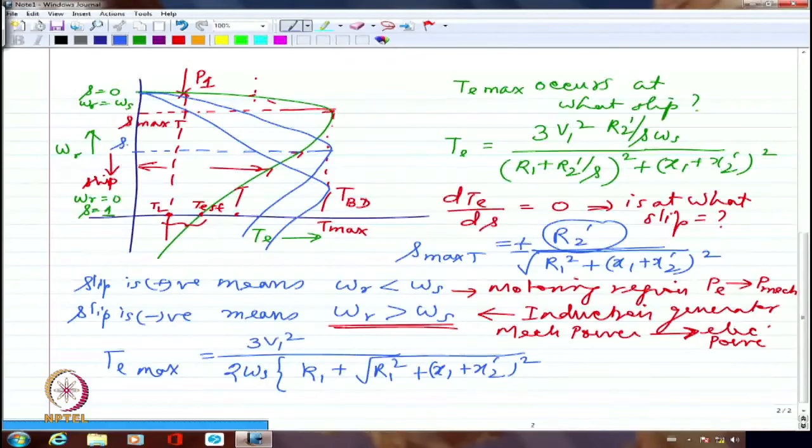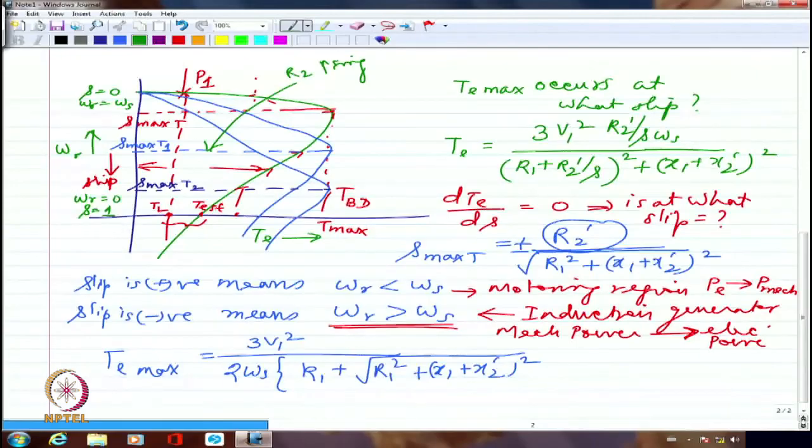So this is S max T1 when I increase the resistance further. And this is S max T2 when I again increase the resistance further. Rotor resistance, not the stator resistance. So I should very clearly indicate this is R2 increasing or R2 dash increasing.